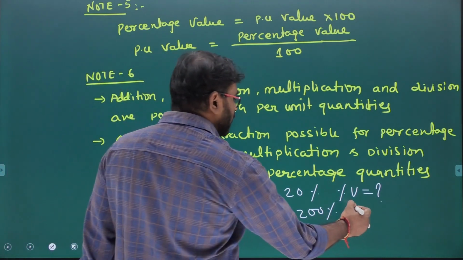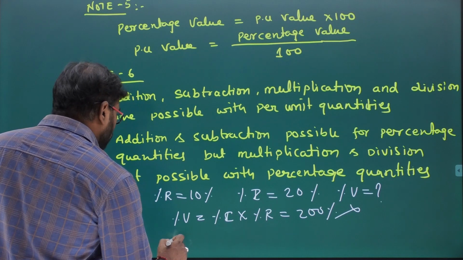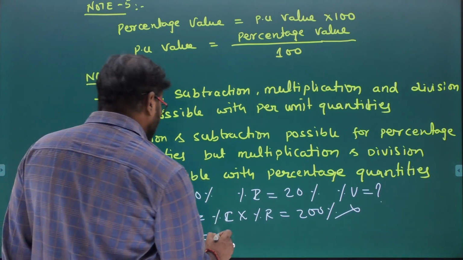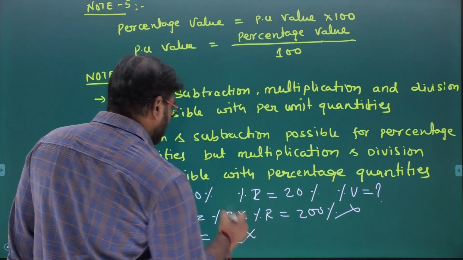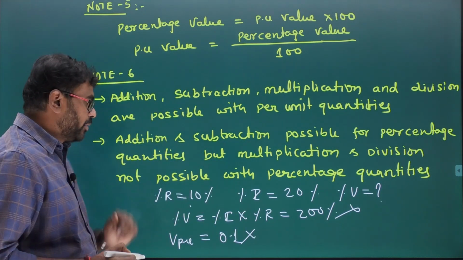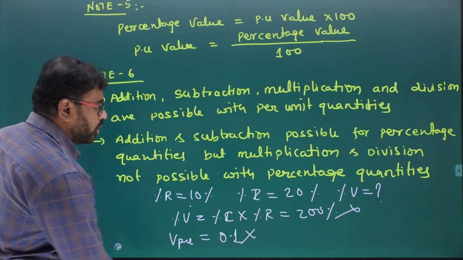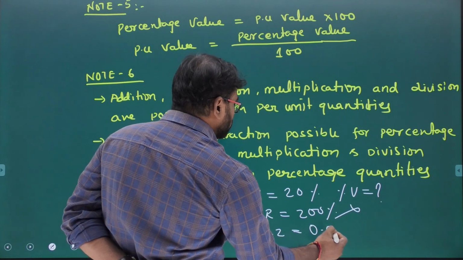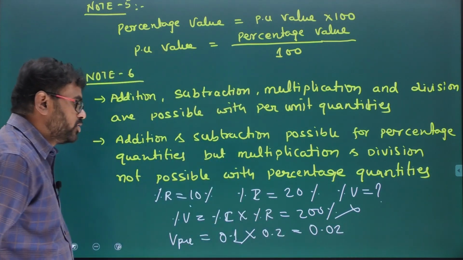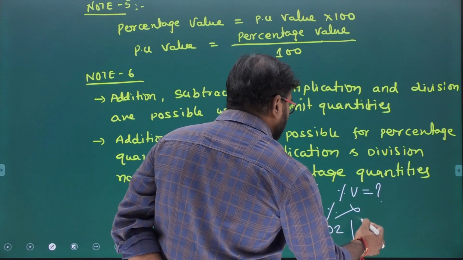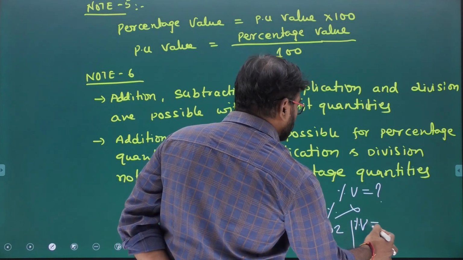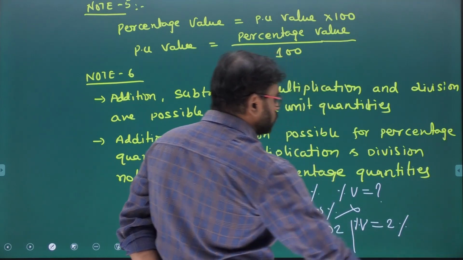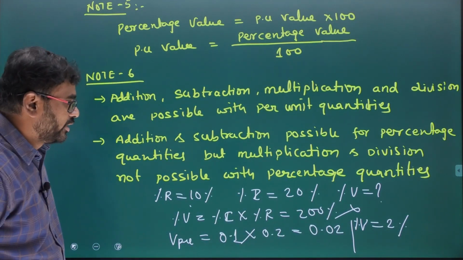Okay. Clear? This is not at all correct. Now have a look. What is V per unit? If I do it in per unit, V per unit is R per unit 0.1 multiplied with I per unit. I am doing 0.1 multiplied with 0.2. That will be 0.02. Now tell me, what is the percentage value after this? Percentage V equal to 0.02 into 100, that is 2 percentage.